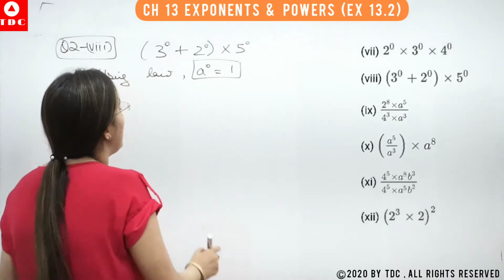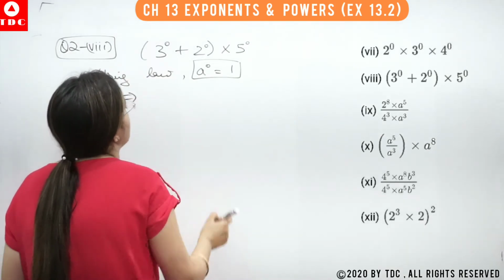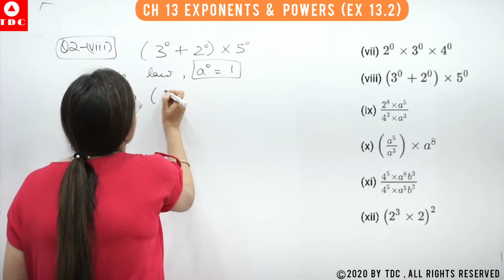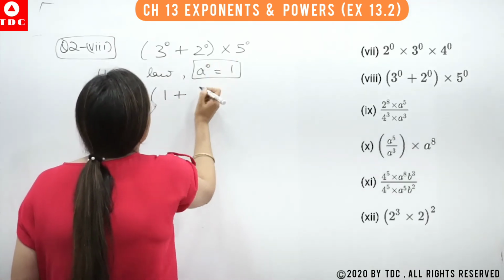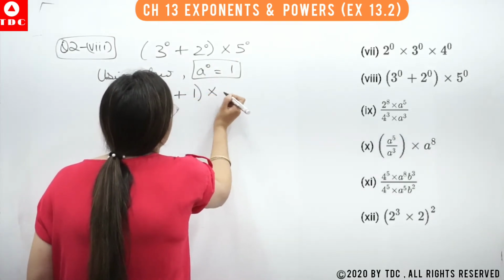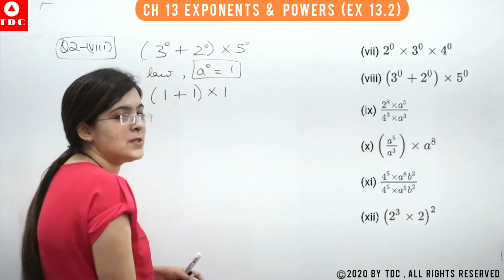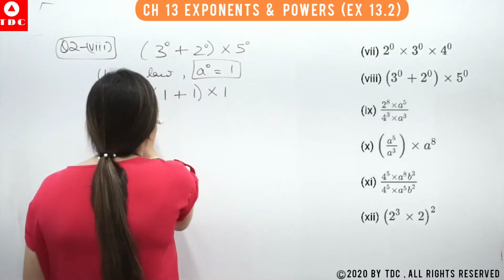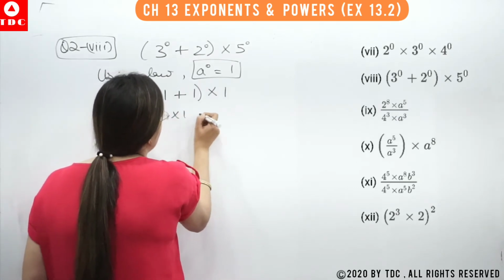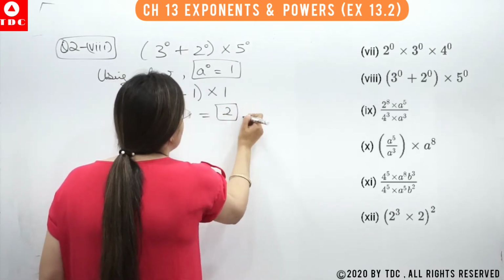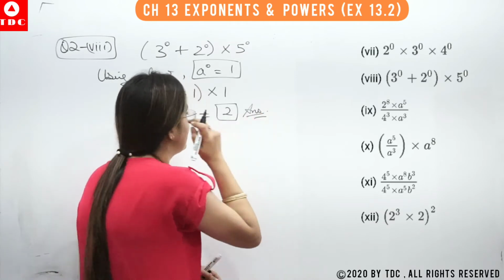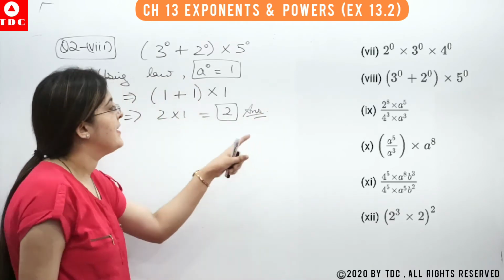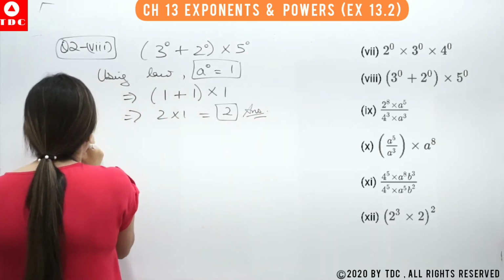So what will we apply here? 3 to the power 0 is 1, plus 2 to the power 0 is 1, into 5 to the power 0 is 1. So 1 plus 1 is 2, 2 into 1 is 2. This is your final answer. Now see the ninth part.